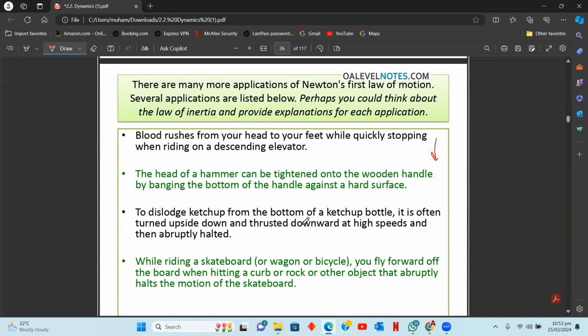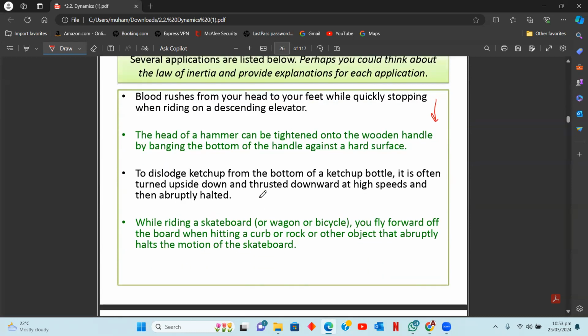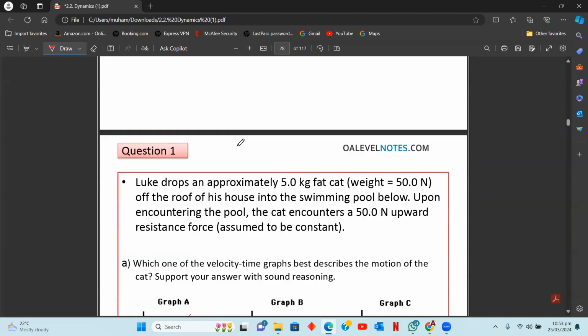To dislodge ketchup from the bottom of a ketchup bottle, it is often turned upside down and thrusted downwards at high speeds and then abruptly halted. Newton's first law. Okay, nobody's going to ask you about these, but they're just some real life examples.